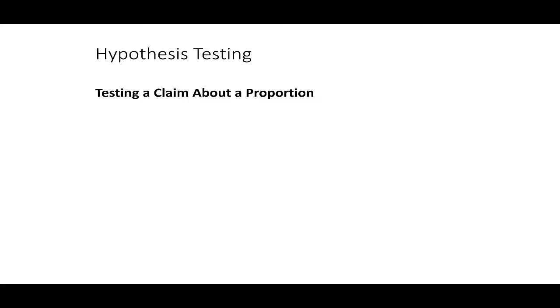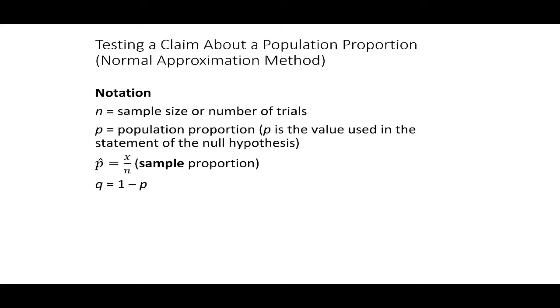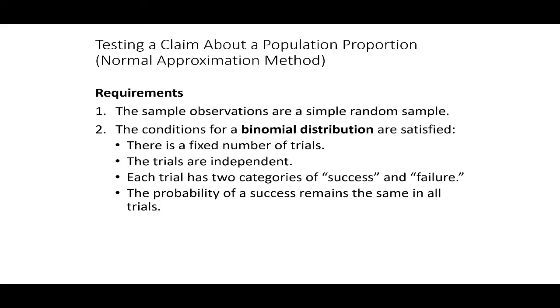Hypothesis testing, testing a claim about a proportion. So in this section, this is the notation we're using. n is the sample size, p is the population proportion, p hat is the sample proportion, and q is 1 minus p. These are the requirements you always have to keep in mind when doing hypothesis testing using the proportion.